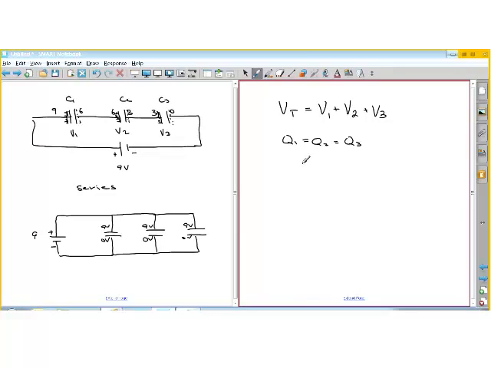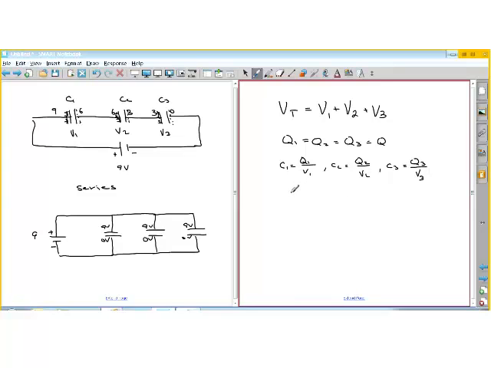Okay, so we can just call that Q. And so what we'll do is there's also the capacitance of each element. C1 is going to be equal to Q1 over V1. C2 is equal to Q2 over V2. C3 is equal to Q3 over V3.